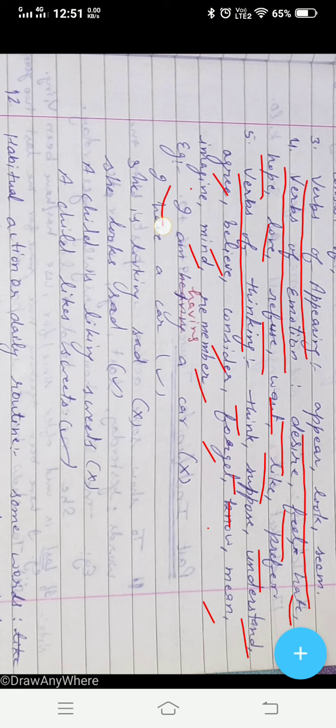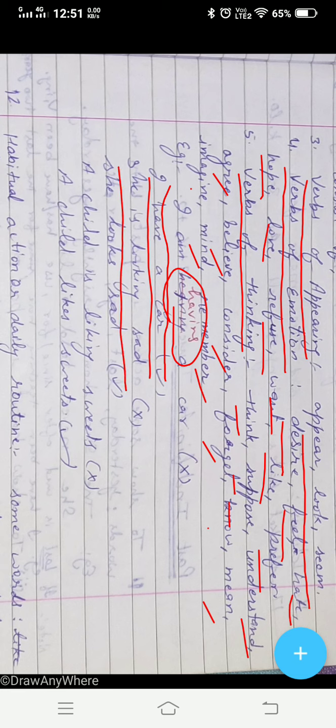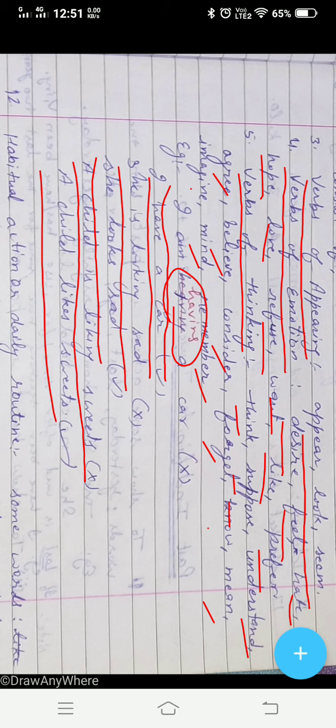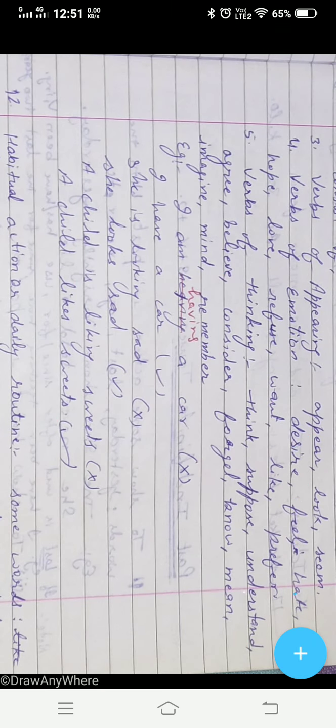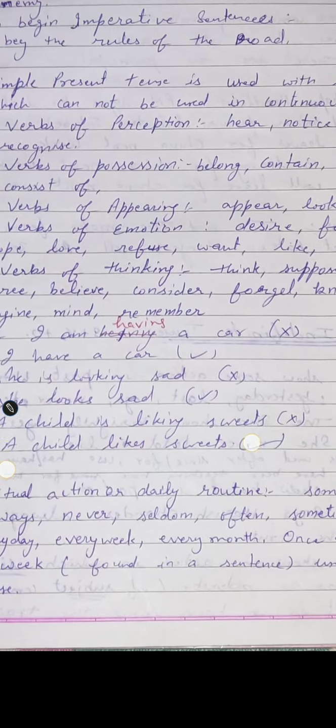For example, I am hearing. This is wrong. I am having a car. This is wrong. I have a car. This is right. She is looking sad. This is wrong. She looks sad. Right. A child is liking sweets. Wrong. A child likes sweets. Right. So I hope I have cleared your doubts where we use simple present tense and what kind of verbs we use.